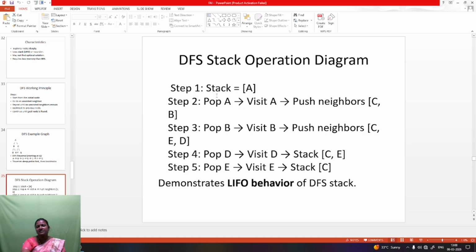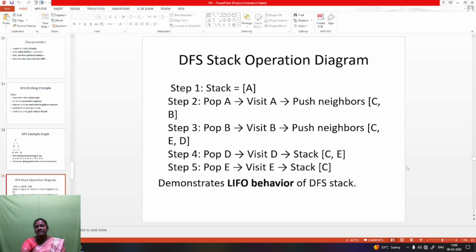Then we have to visit A. After visiting A, we push the children, neighbors or successors of A, that is C and B, into the stack. Then pop B and visit B. After visiting B, we push the neighbors C, E and D into the stack. In the fourth step, pop D. Here we pop D and visit the D node.